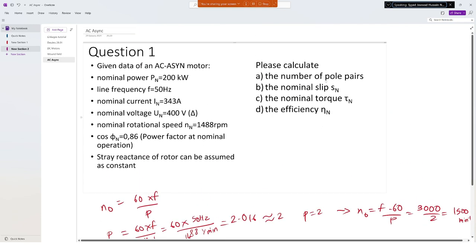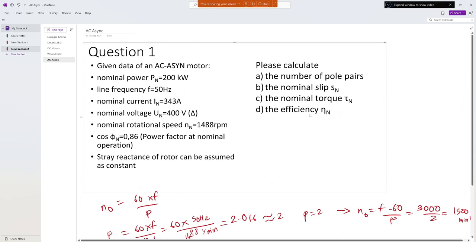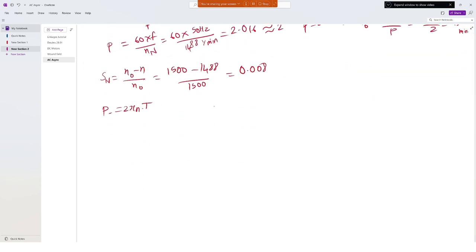And if you write the first law of drives, the professor likes it whenever you write this equation. The efficiency law you can calculate in the next step. So this nominal power is output power. So T equals P nominal divided by 2 pi into 1488 by 60. If you solve this, you get 1283.5 newton meters.